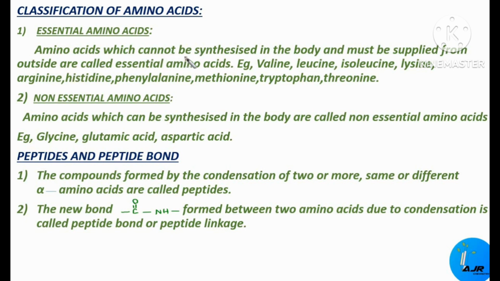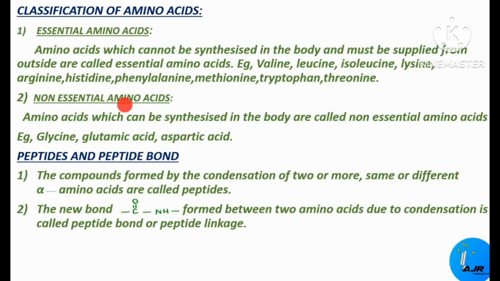In our body we will not have this type of amino acids. Essential amino acids are not available in our body directly. So they have to be supplied through other supplements, either through diet or through pills, etc. Examples of essential amino acids are valine, leucine, isoleucine, lysine, arginine, histidine, phenylalanine, methionine, tryptophan, threonine. So these are the different types of essential amino acids.